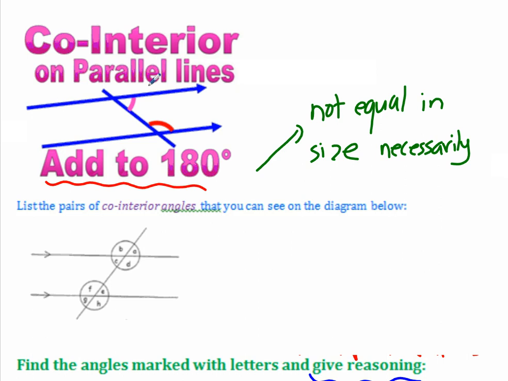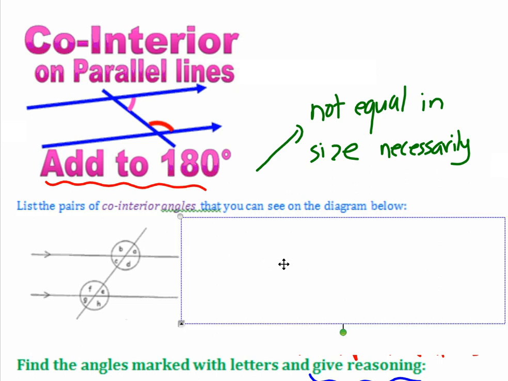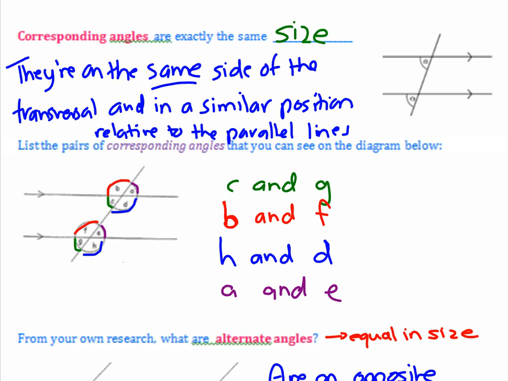So what are co-interior angles? Notice that they're not equal in size because one's obtuse and one's acute. They're on the same side of the transversal and they're inside the parallel lines. So not equal in size necessarily, but more so they add up to 180.